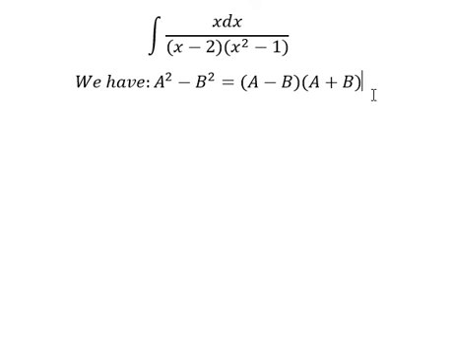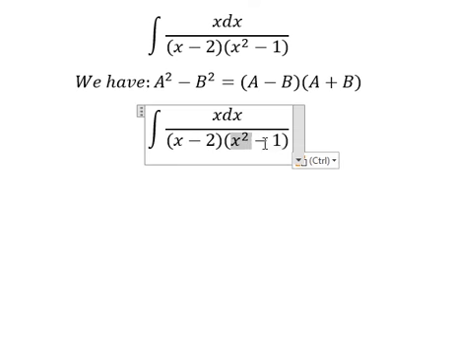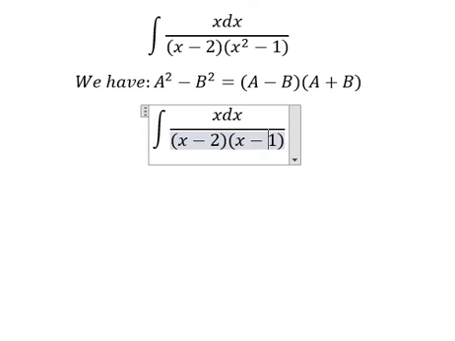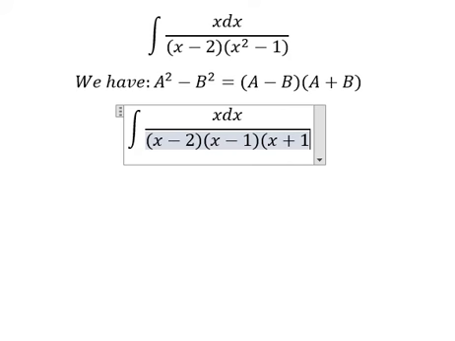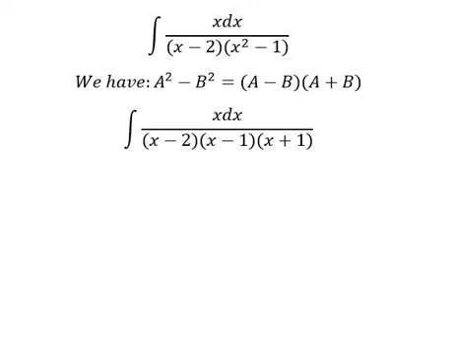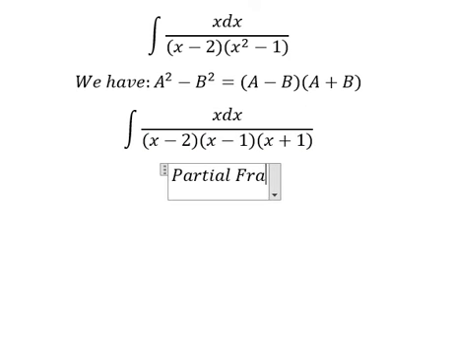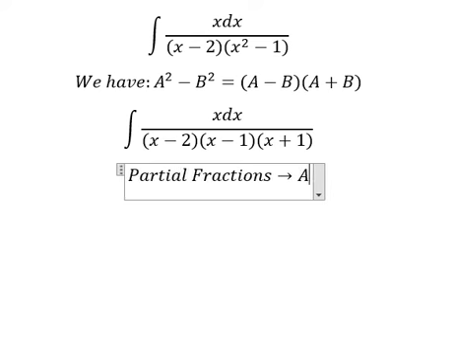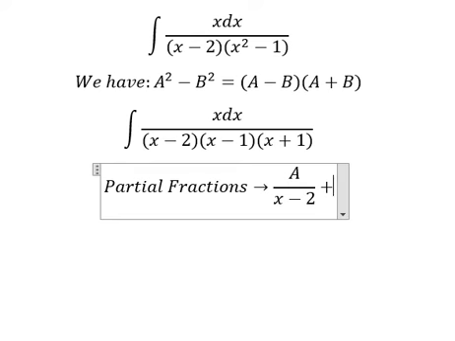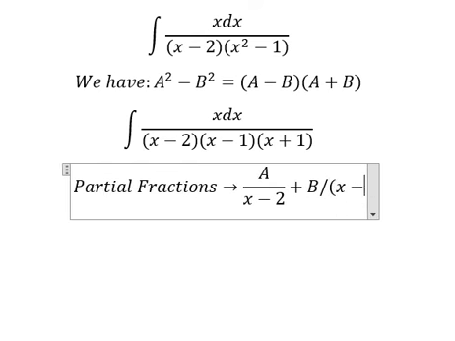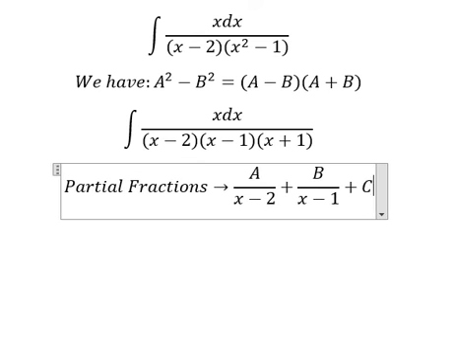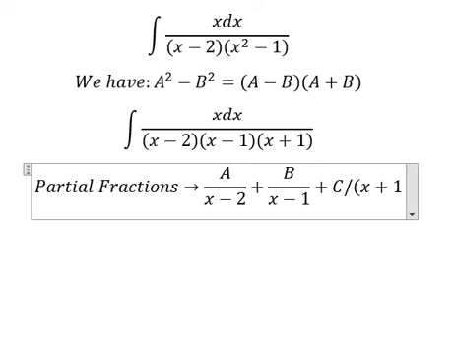So this one is about identity. So we have s minus 1, s plus 1. Next, we can use partial fractions. So capital A over s minus 2, capital B over s minus 1, and capital C over s plus 1.